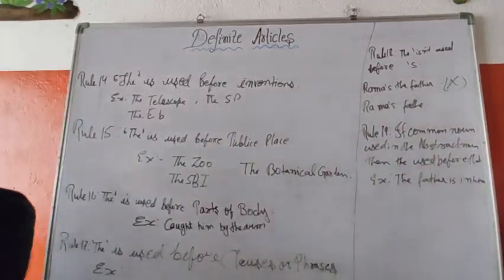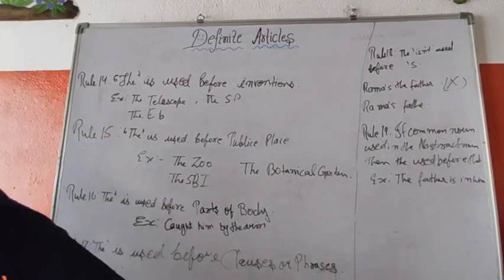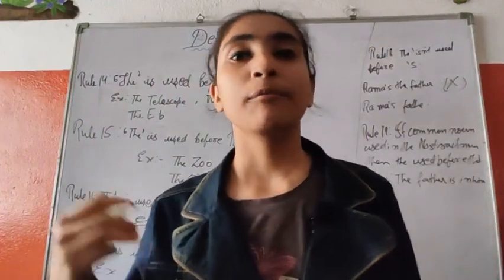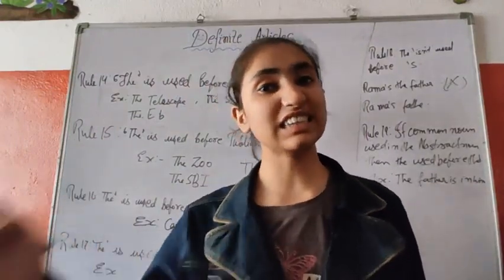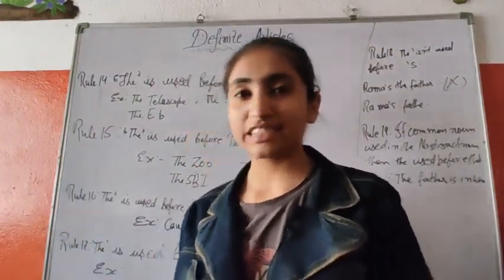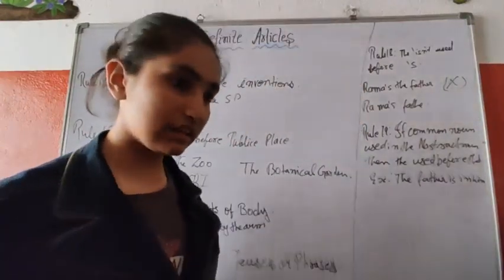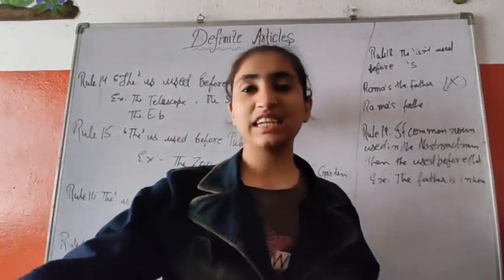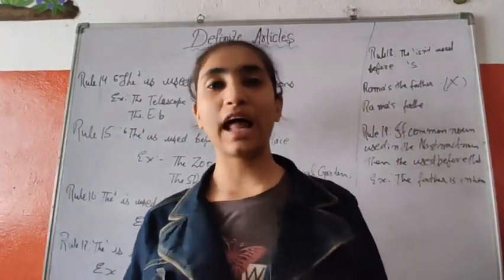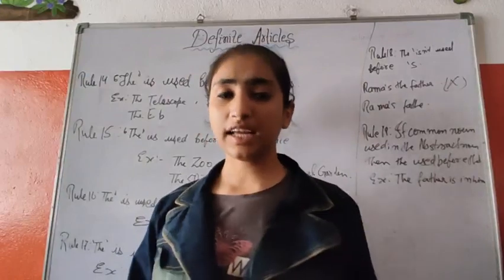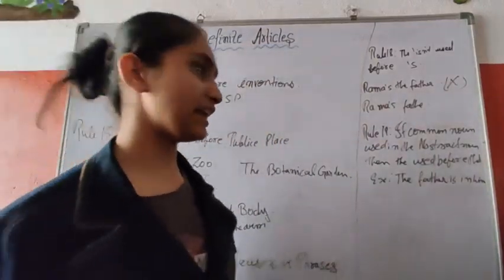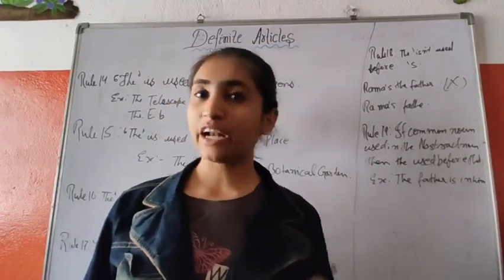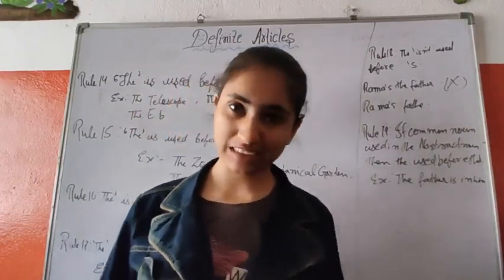Now guys, let's move to our next rule. The next rule says that "the" is used before breakfast, dinner, lunch and supper. For example, you can say the dinner, the supper, the lunch. Okay guys, so this was for today's session. In this session we have fully completed our definite articles. In my next video we will cover the indefinite article, and after that no uses of article, and after that omissions of the article.